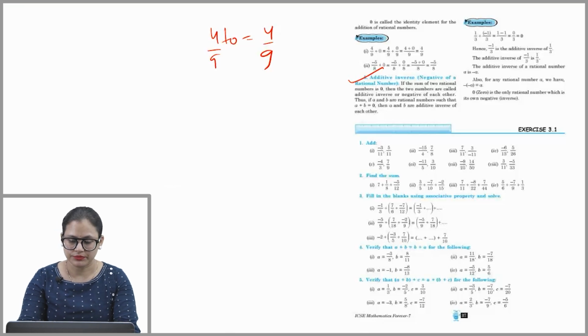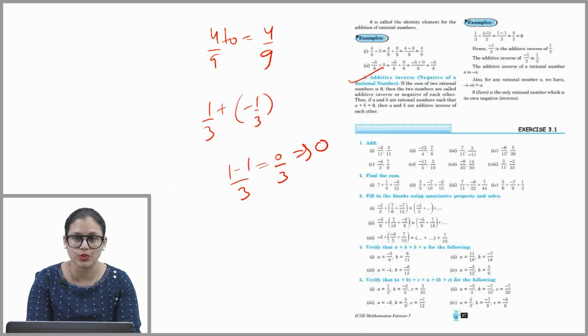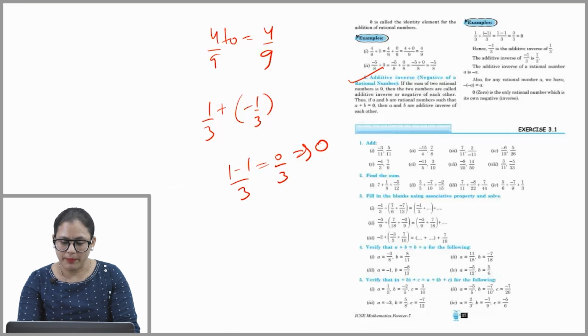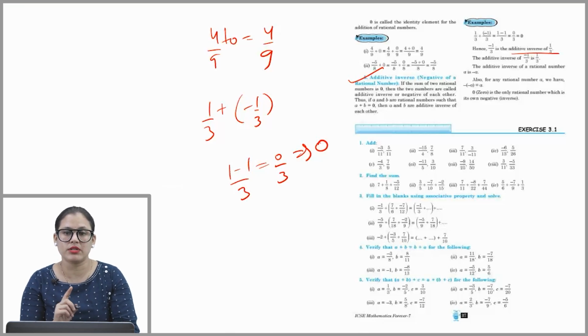Example, 1 by 3 plus minus 1 by 3. What will you get? 1 minus 1 by 3, that is 0 by 3, that is 0. So here minus 1 by 3 is the additive inverse of 1 by 3. So the additive inverse of minus 1 by 3 is 1 by 3.